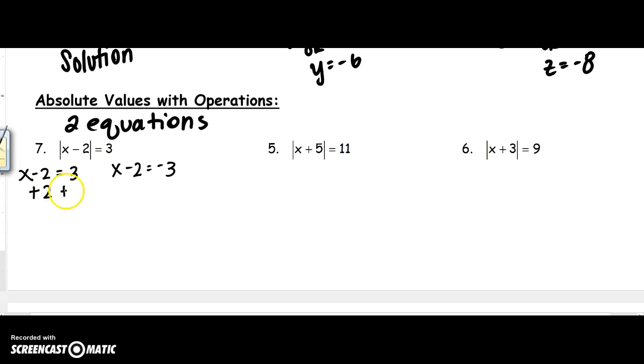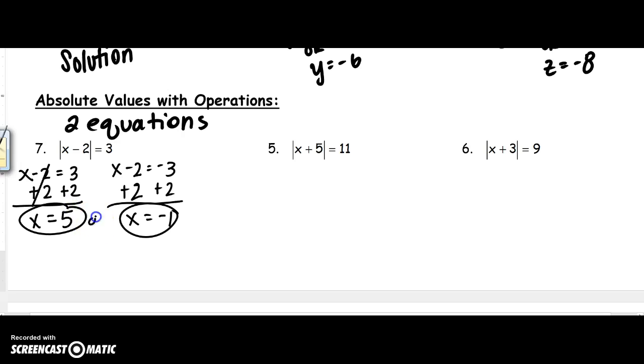Add together your constant. So since this is negative, you add it, and you're left with x equals 5. Same thing here. Since you are minusing 2, you're going to add 2, and x is going to equal negative 1. So those are your two answers.